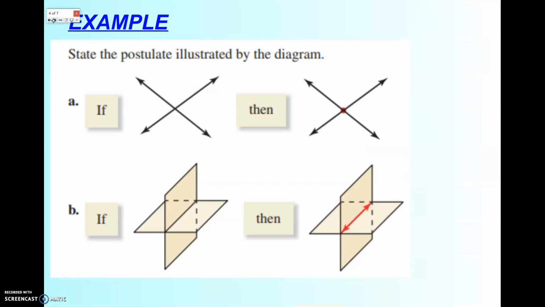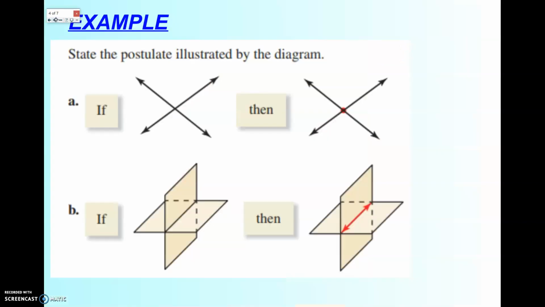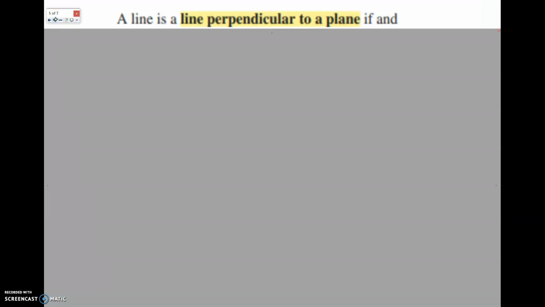All right, so state the postulate. If 2 lines intersect, then they intersect in a point. That's called the line intersection postulate. If 2 planes intersect, they intersect in a line. That is the plane intersection postulate.